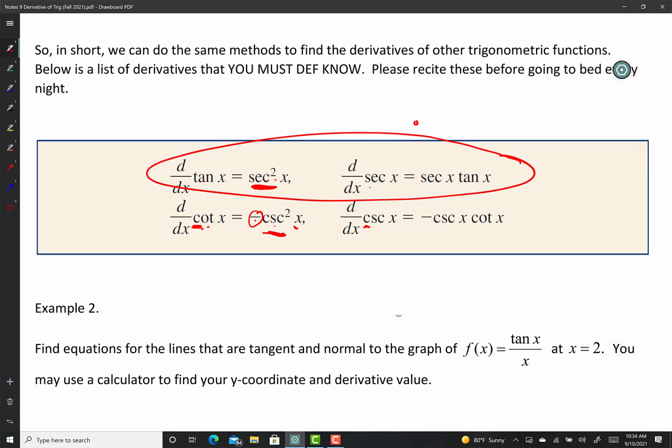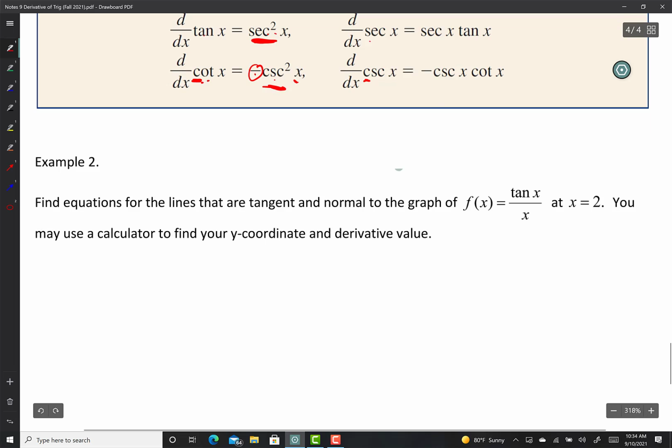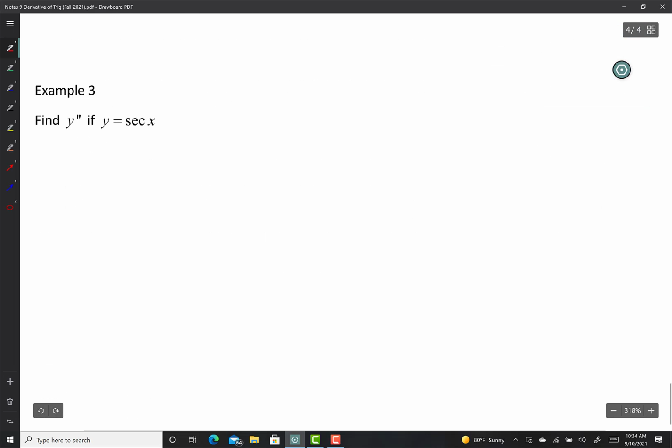How do you feel, Miss Irela? You got this? Okay. Example 2 requires a calculator. Let's not do that one yet. Let's do example 3.